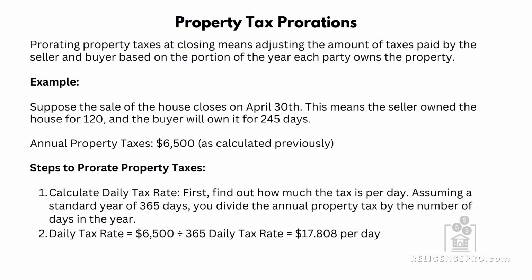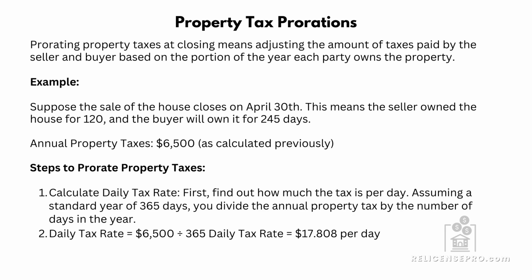So let's take a look at this proration example and walk through it. There are different variations of each one, but in this particular one, I'm going to show you how to do prorations of real estate taxes. Prorating property taxes at closing means simply adjusting the amounts of taxes paid by the seller and the buyer based on the portion of the year each party owns the property.